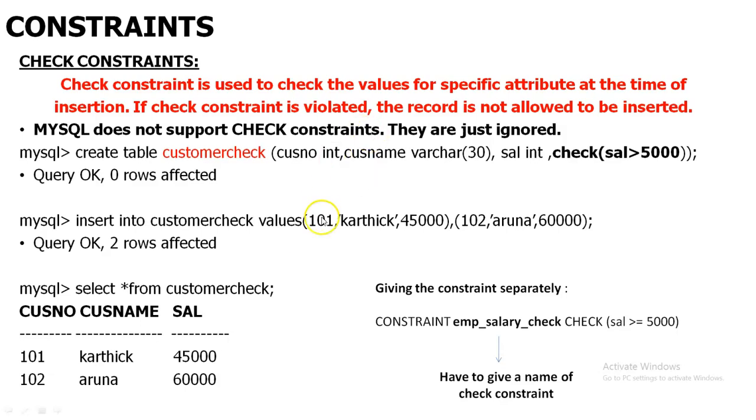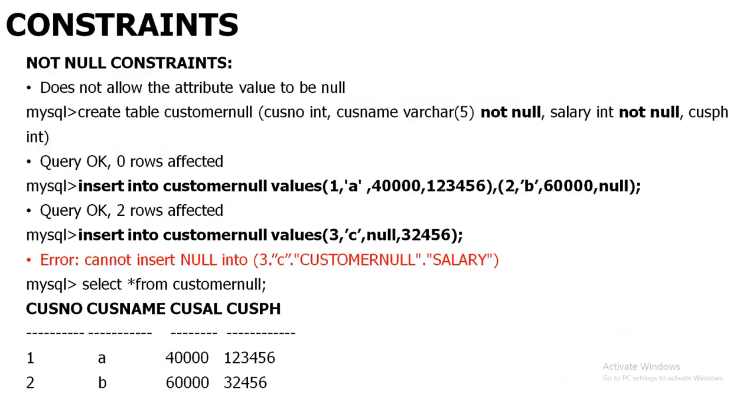In this example, we can see that we have created a table customer check with the customer number, name and salary. But here the condition is check salary is greater than 5000. So whenever you are inserting a salary above 5000, your value will be inserted. If the value of salary is less than 5000, your value will not be inserted into the table. You will be given an error. So this is your check constraint.